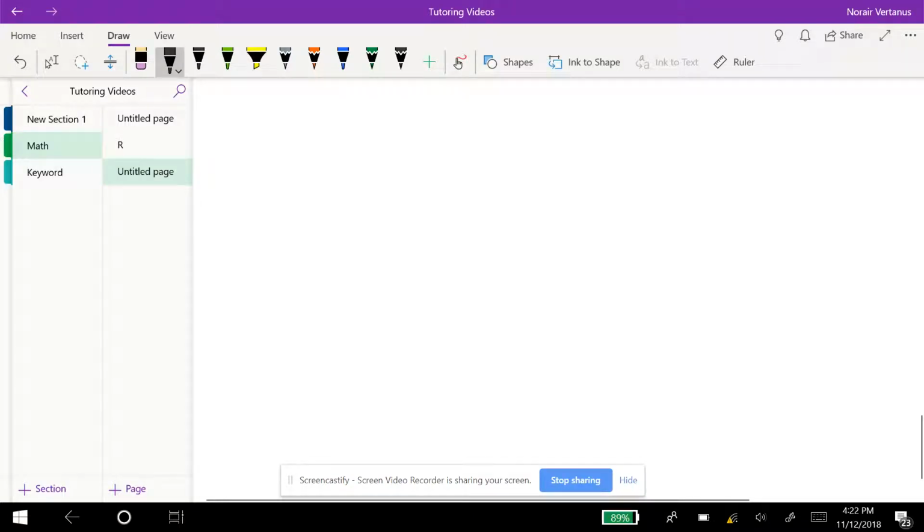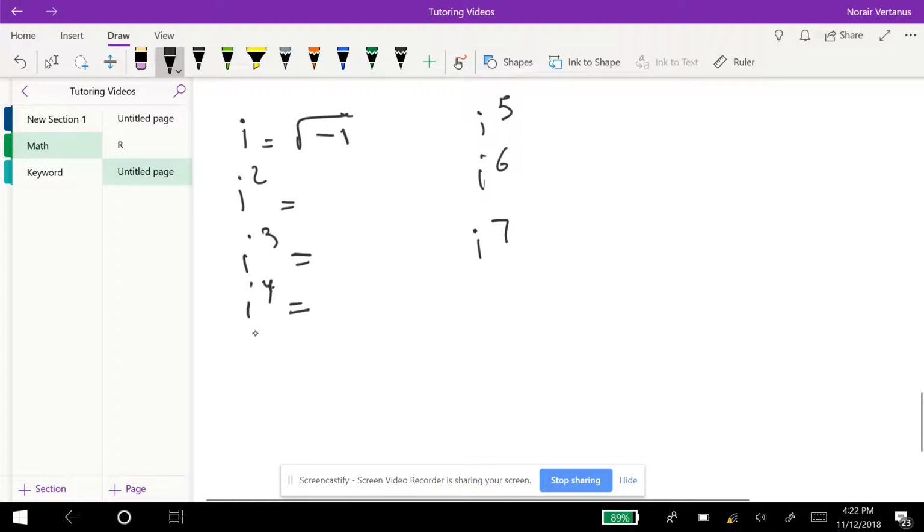All right, so imaginary numbers, like i stands for the square root of -1. It's an imaginary number, right? And then what is i squared, and what is i to the third, and what is i to the fourth? If you know these four, then you can tell what is i to the fifth, what is i to the sixth, what is i to the seventh, what is i to the eighth. You're going to see the pattern here.